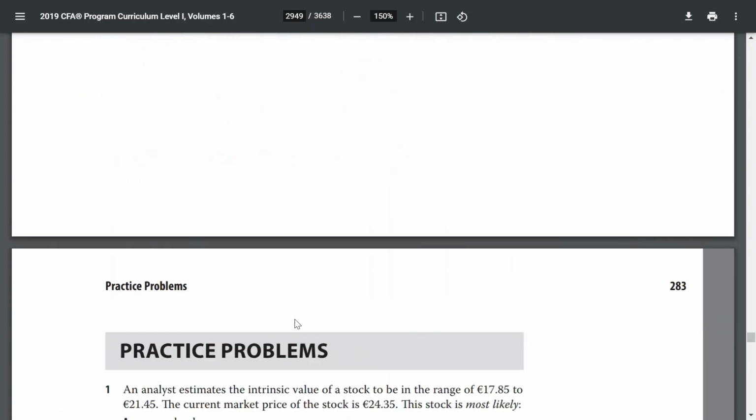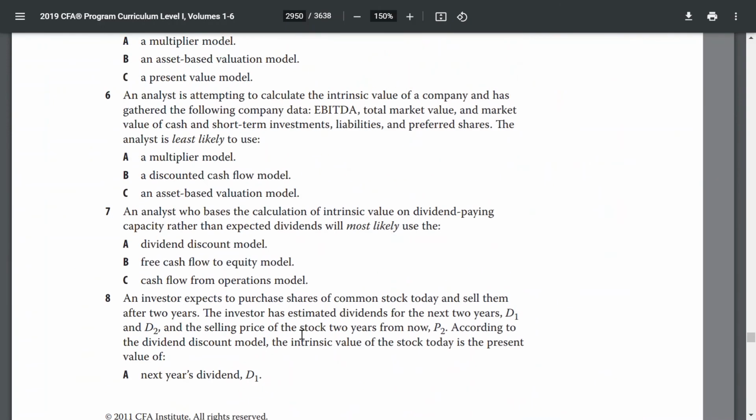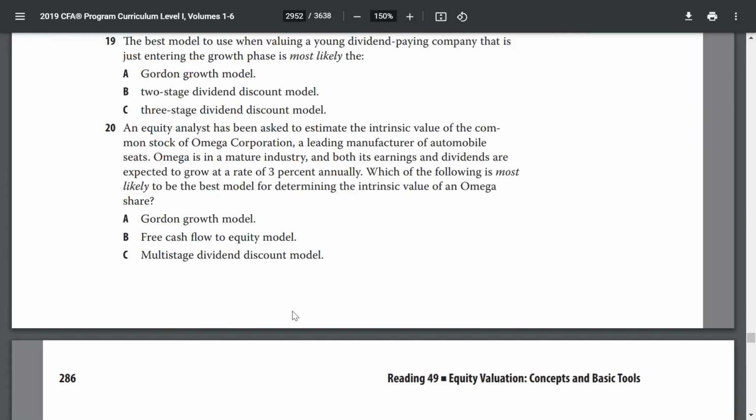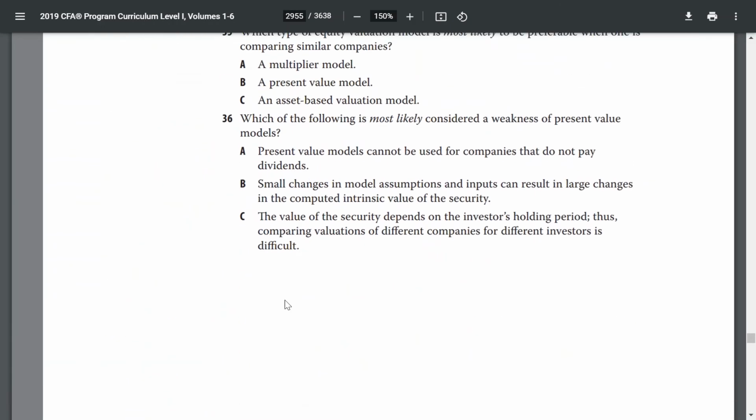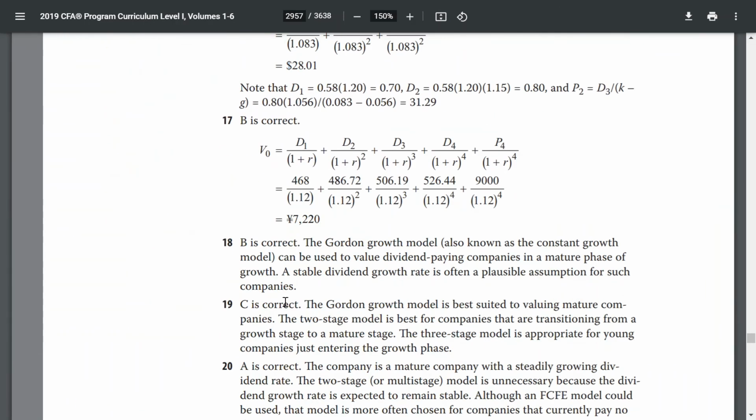Okay, and such is reading 49. We only have 11 more readings to the end of this. So that's reading 49.